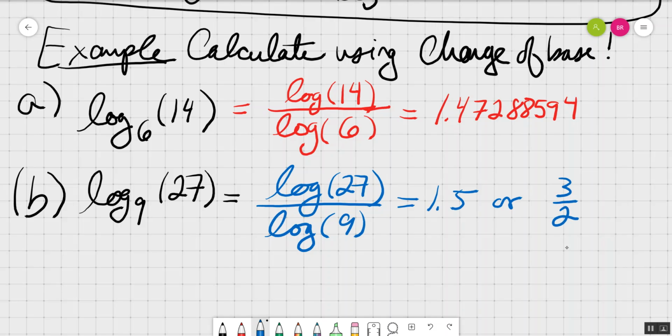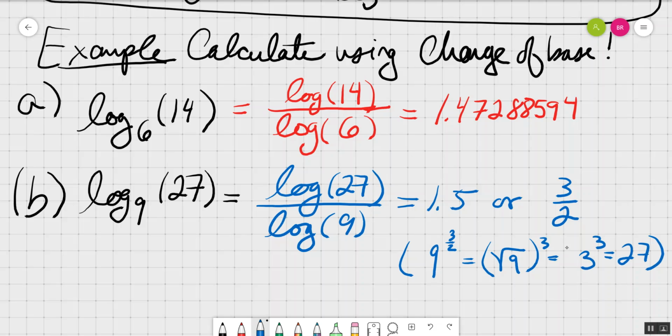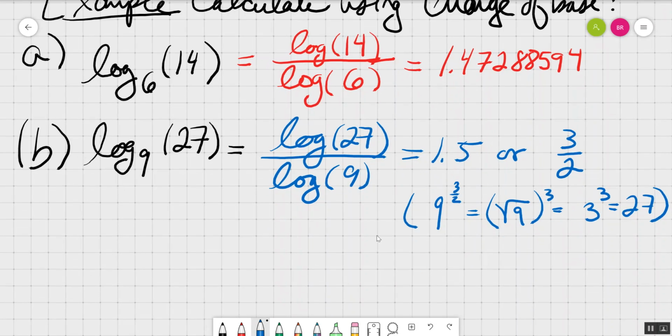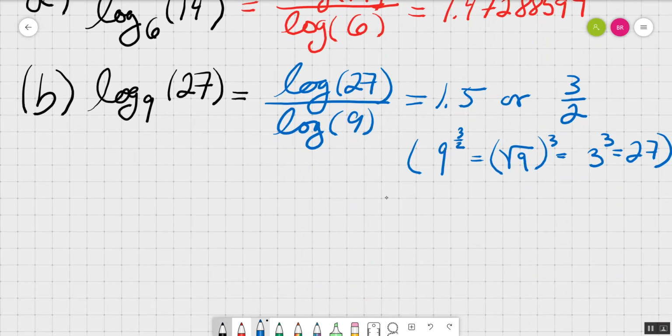So thinking about what's happening here, 1.5 power of 9, like sneakily 9 to the 3 over 2 is the same as the square root of 9 cubed. So the square root of 9 is 3. And then when you cube it, you get 27. That's really what's going on here. So that's why it's 3 over 2. Anyway, that one's a little tricky. I hope you enjoyed it a little, maybe.